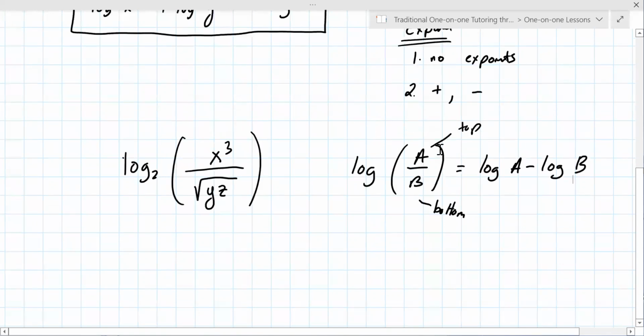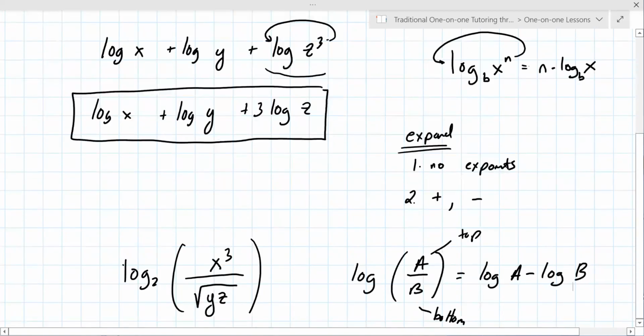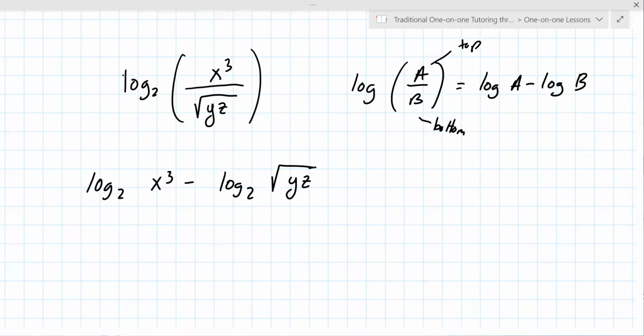Previous problem where we had, scroll up here, multiplication becomes addition. So again, this is just another property here. So it's log base 2 of x cubed minus log base 2 of the square root of yz, like that. You just separate them out as shown here. Is that okay? Is that clear? Yeah. Okay.